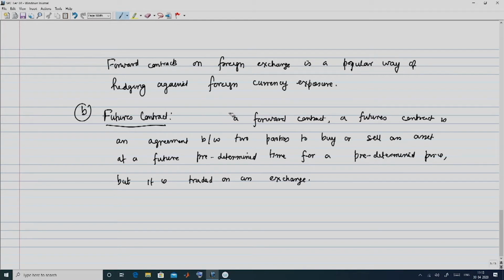So, just to wind it up, basically like a forward contract, a futures contract is an agreement to buy or sell the underlying asset at a future predetermined time for a future predetermined price, but it is traded on an exchange. So, in principle it is the same as the forward contract, with the only distinction being that the forward contract is over the counter, while this is an exchange traded derivative.